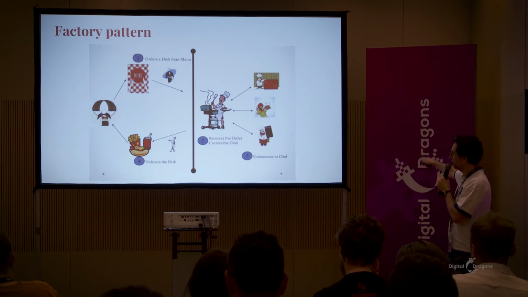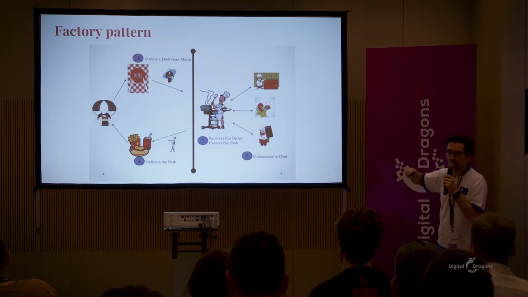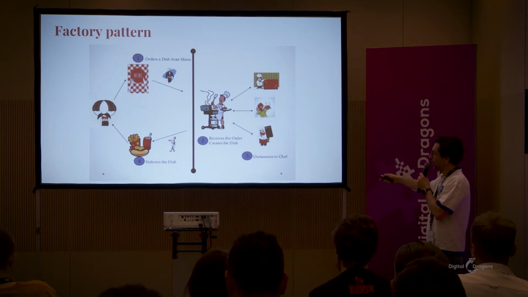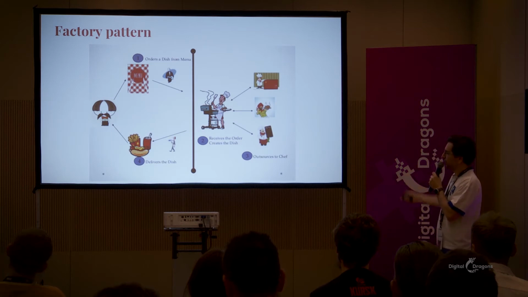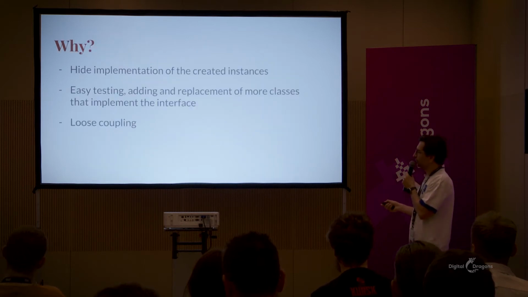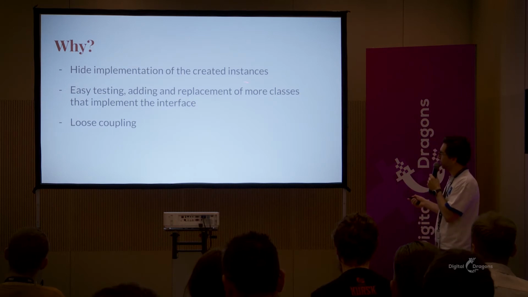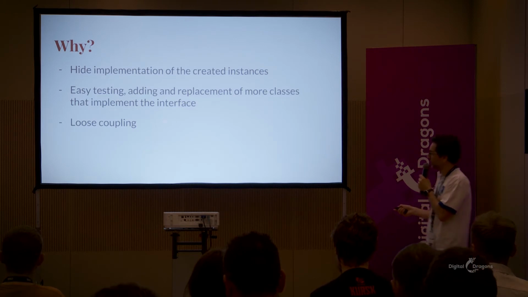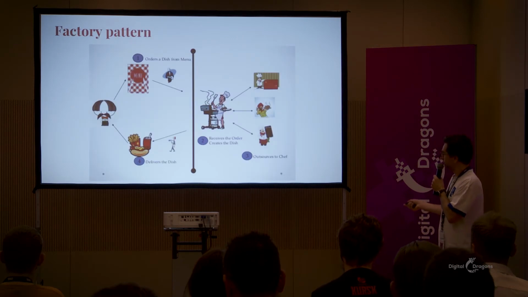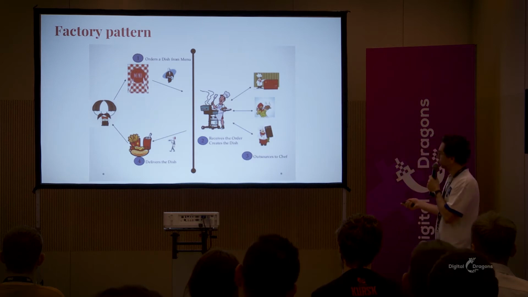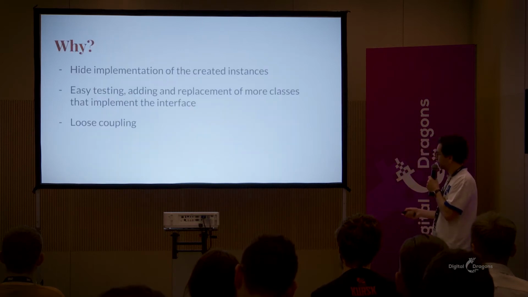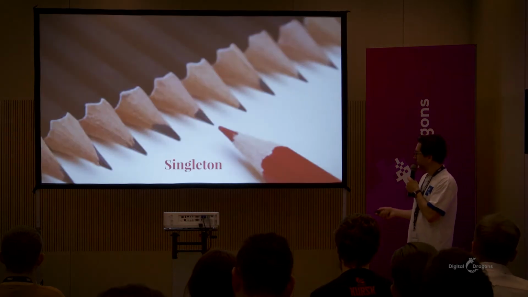So we can change this easily, and the classes that are inside of the game will not even notice this change. So we have the possibility to not change everything inside of the game logic, and change the services very easily. Why is this helpful? Because of the high abstraction of the created instances. It's easy testing, adding a replacement of more classes that implement the interface. By the way, yes, this factory needs to provide an interface to the game classes to access the factory, and it has loose coupling.